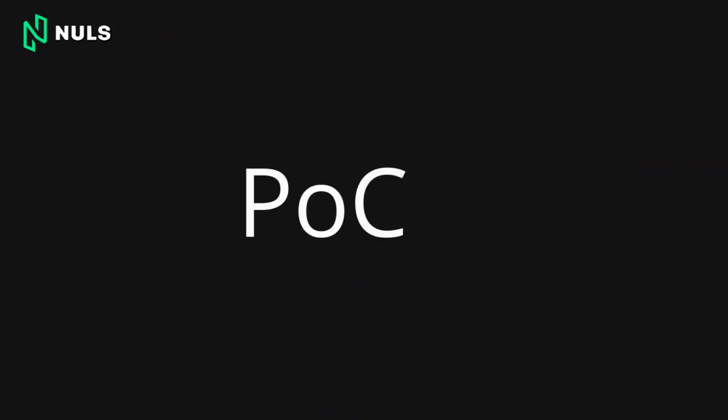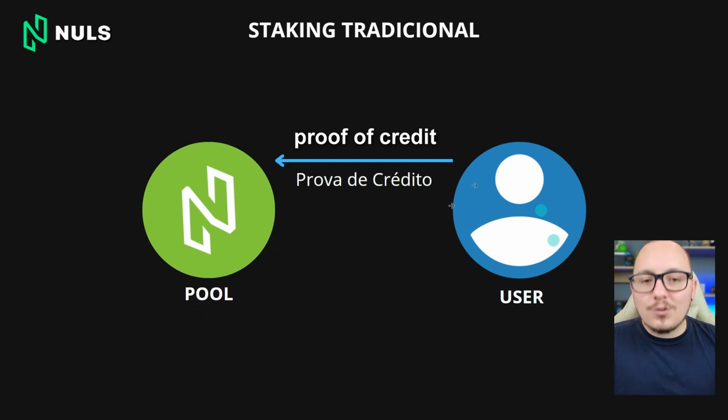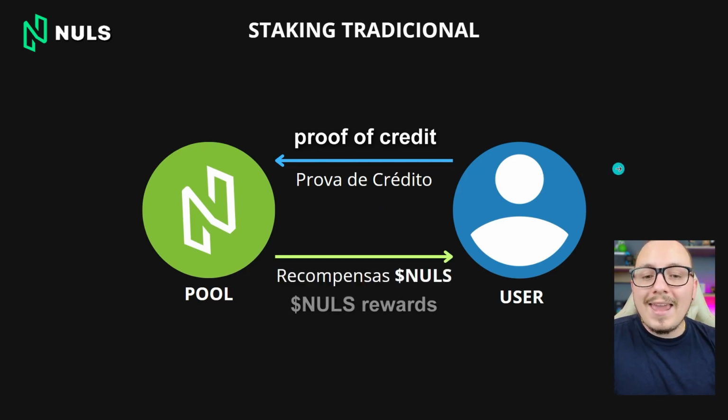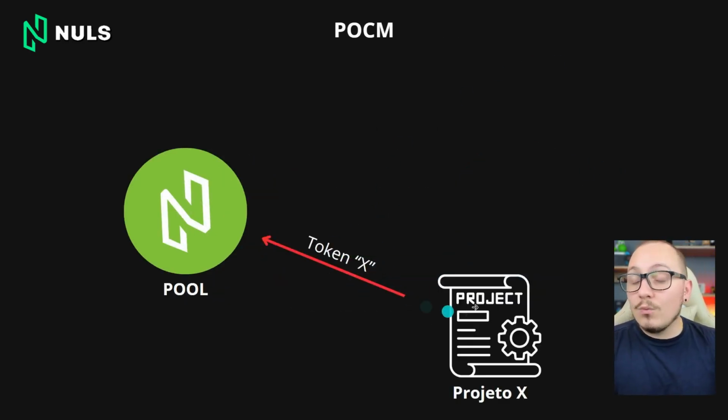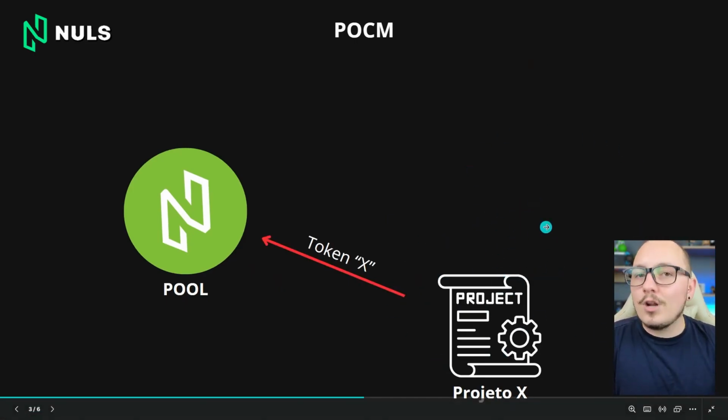But what does this have to do with Nuls POCM? POCM, proof of credit mining. Basically, it utilizes Nuls' traditional staking system to create a new product that can benefit both casual investors and projects in need of capital to develop their ideas. But hold on, let me explain it better. In traditional Nuls stake, the user delegates their Nuls to a pool and receives Nuls rewards generated by that network's validating node in return. However, in the case of POCM, a third party emerges in this process, which is the project that you can support to receive tokens as a reward.